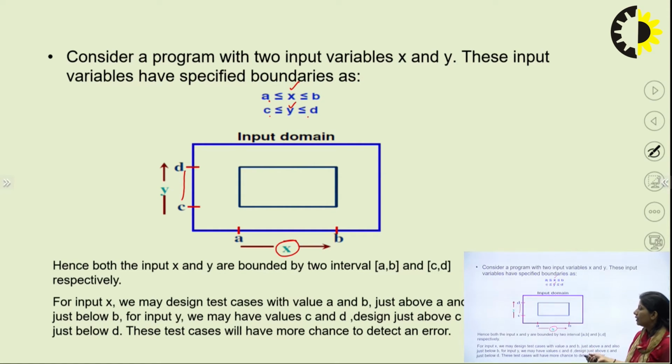Then we look at both the intervals, A to B and C to D. So for the input x, we may design the test cases like this: the values will be A and B, just above A and just below B. Similarly for y, the values should be at C and D, just above C and just below D, so that these test cases have more chances of detecting the error. We are doing the testing for detecting the error, right? For finding the error, so we should give the type of input where the errors may come.